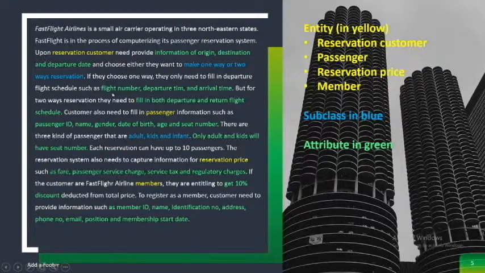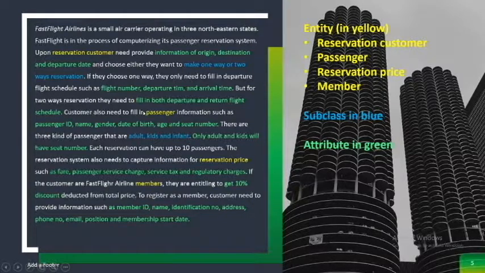Okay. For one-way, there are also attributes which are flight number, departure time, and arrival time. And the attributes for two-way are departure, where we need to put flight number, departure time, and arrival time, and then add another one, which is return flight schedule.